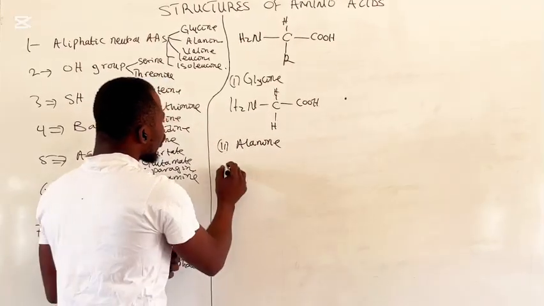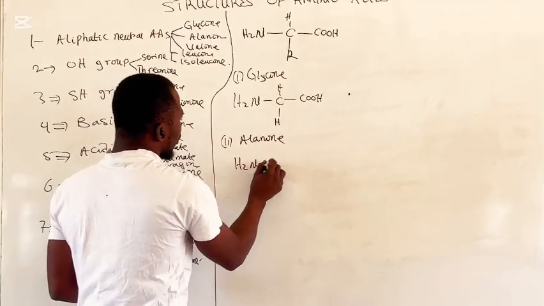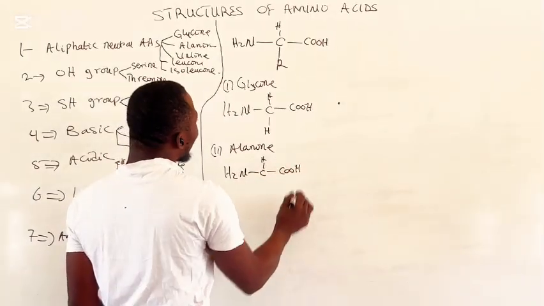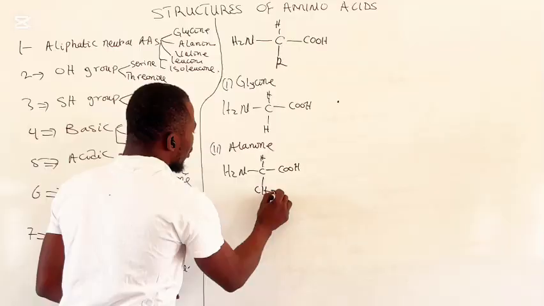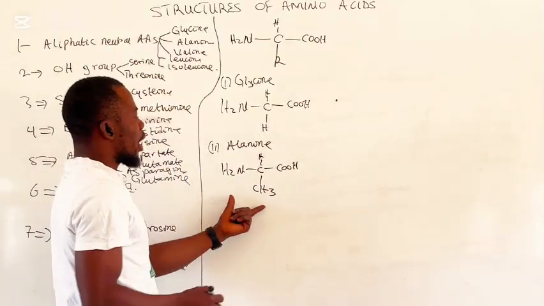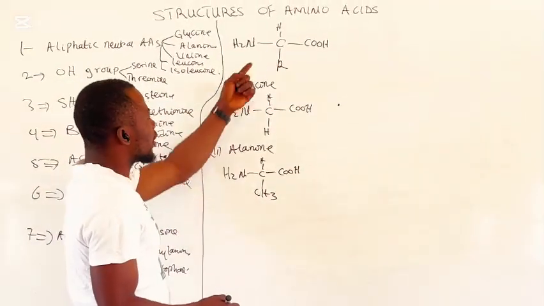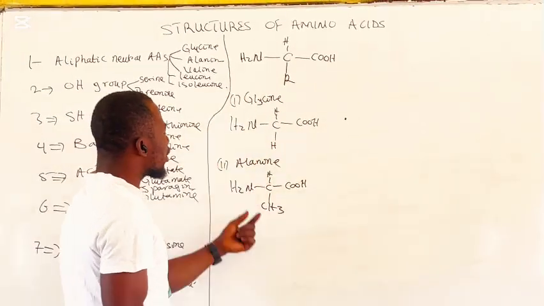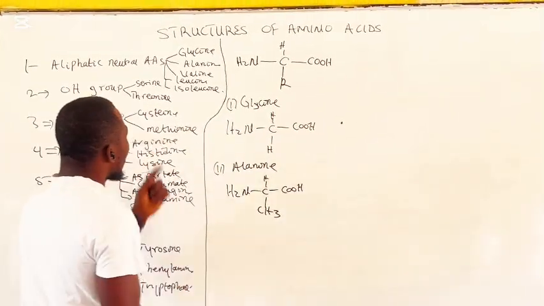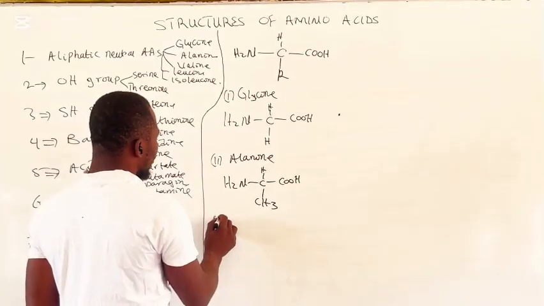For alanine, the R part is methyl. So this is the structure of alanine. For glycine, the R part is H. For alanine, the R part is methyl. The next one is valine.